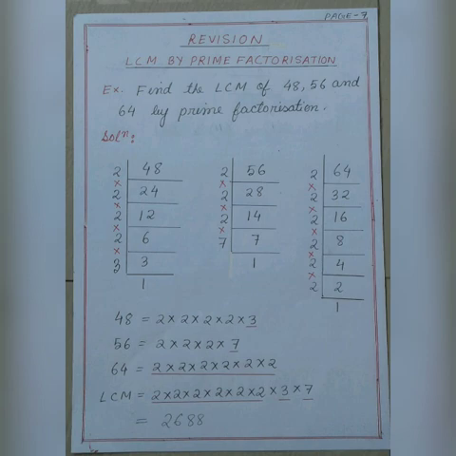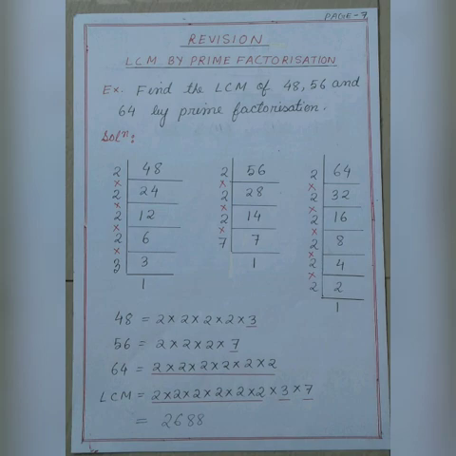Find the LCM of 48, 56 and 64 by prime factorization method. So I have written 48, 56 and 64. 48 is divisible by 2, I get 24. 24 is again divisible by 2, I get 12. 12 is again divisible by 2, I get 6. 6 is divisible by 2, I get 3. 3 is divisible by 3, I get 1.